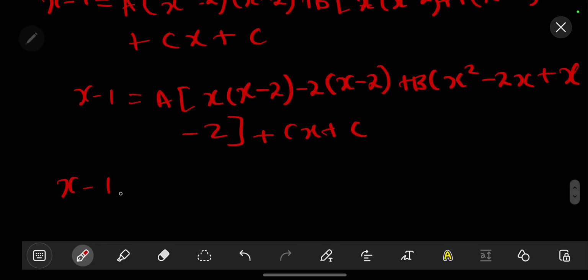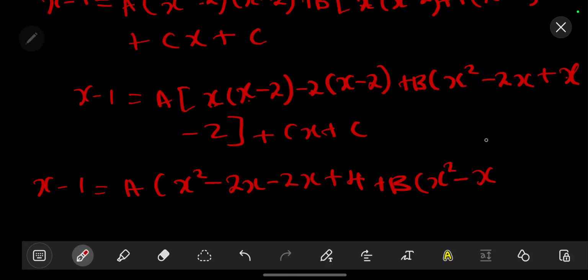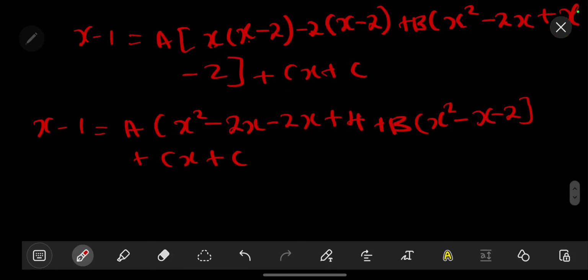So we are going to have our x minus 1 should be equal to, we have our a, x by x, it will give us x squared, minus this by this, it will be 2x, this by this, it will be negative 2x, negative by negative, it will be positive 4, like that. Then we have plus our b. Then we are going to get our x squared minus 2x plus x, that will give us negative x, like that. Then we are going to have minus our 2, like that. Then we are going to say plus our cx plus our c, like that.